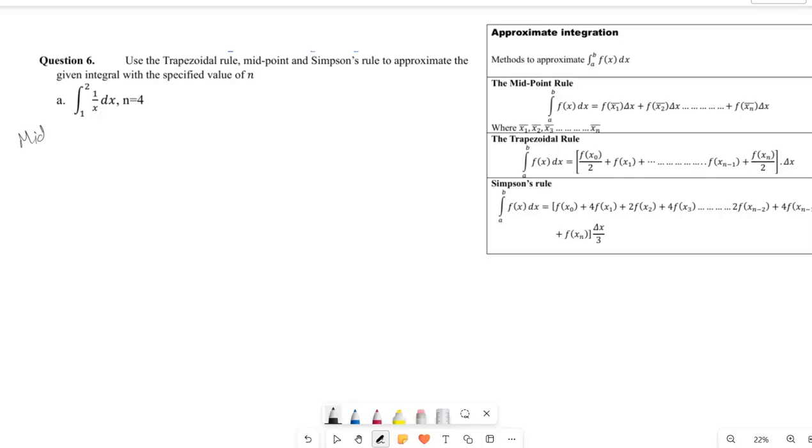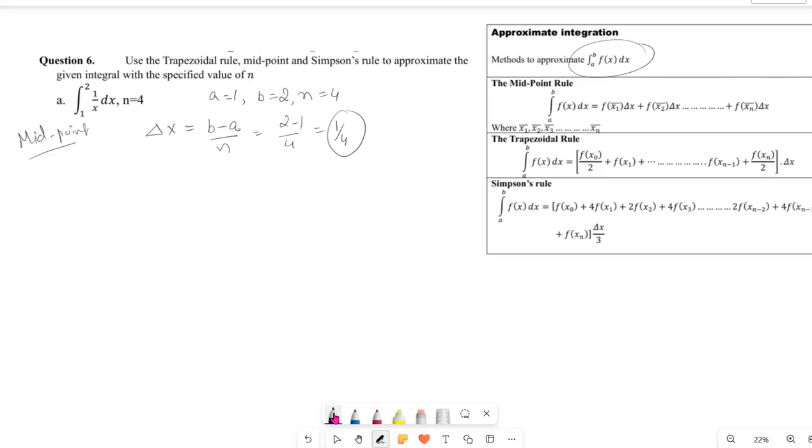For the midpoint rule, I have listed here these three rules to approximate the definite integral. The first one is the midpoint rule. The first thing you need to do is find delta x for all these questions. Delta x is (b minus a) by n. In this question, a is the lower limit, which is 1. b is the upper limit, which is 2. And n is given as 4. So that means our delta x would be (2 minus 1) by 4, which is 1 by 4.